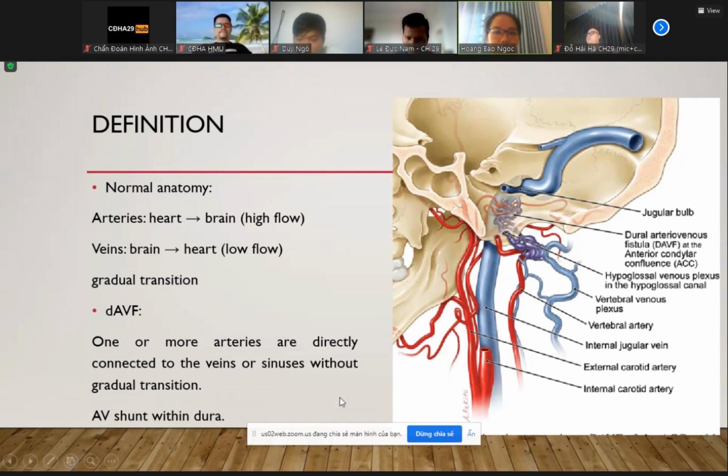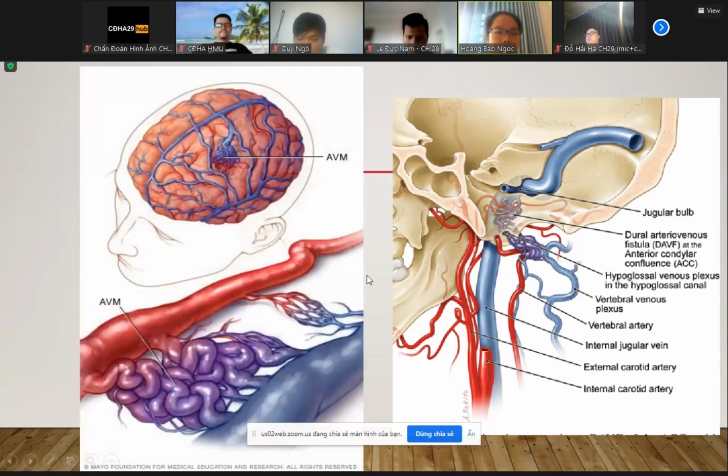brain hemorrhage. And although dAVF and AVM are both high flow vascular malformations, the dAVF still differs from AVM, as AVM can be found within the brain tissue, while dAVF are found in the surrounding of the brain and spinal cord.